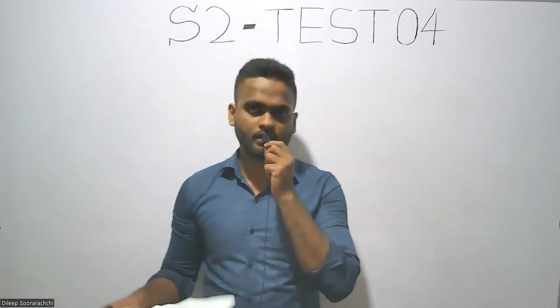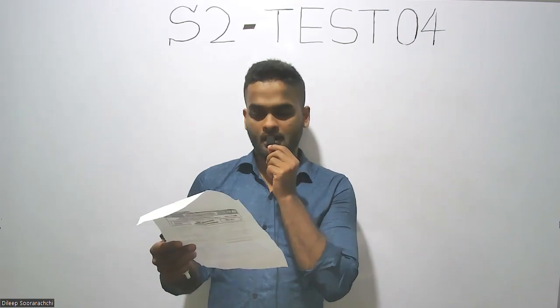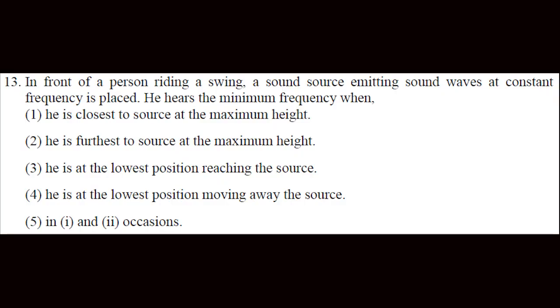Right, 13th one. In front of a person riding a swing, a sound source emitting sound waves at constant frequency is placed. He hears the minimum frequency. He hears a minimum frequency when?